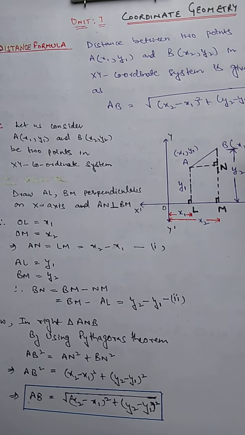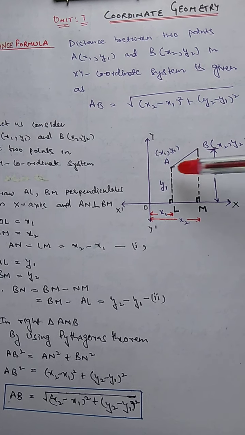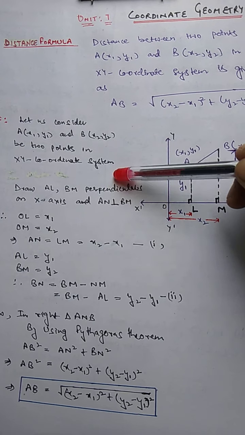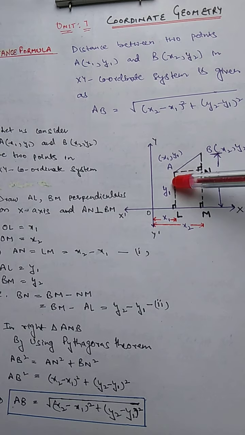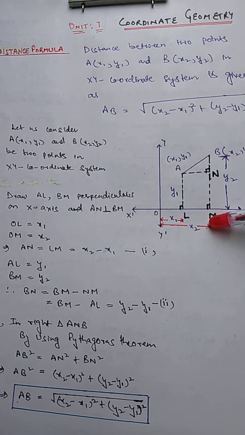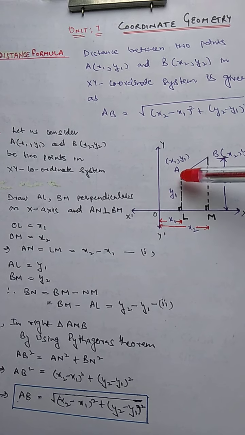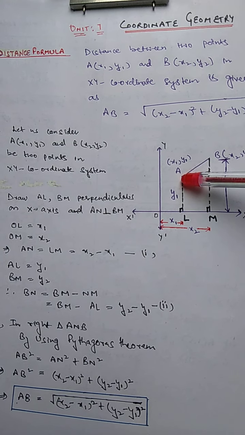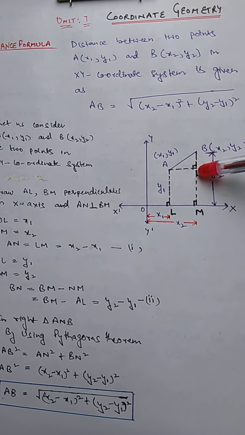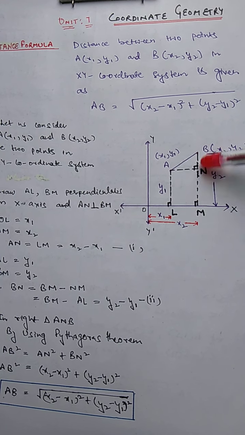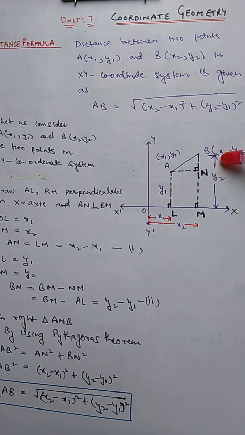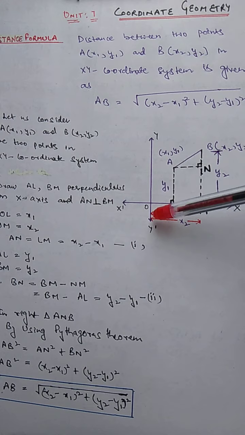For deriving this formula, we have taken in the xy coordinate system 2 points A and B having coordinates x1, y1 and x2, y2 respectively. Now we have to draw the perpendiculars AL, BM on the x-axis and AN perpendicular on BM. Since the x coordinate of A is x1, therefore OL, that is its distance from the y-axis, is x1. The x coordinate of B is x2, that is, its distance from the y-axis would be x2, that is OM is x2.